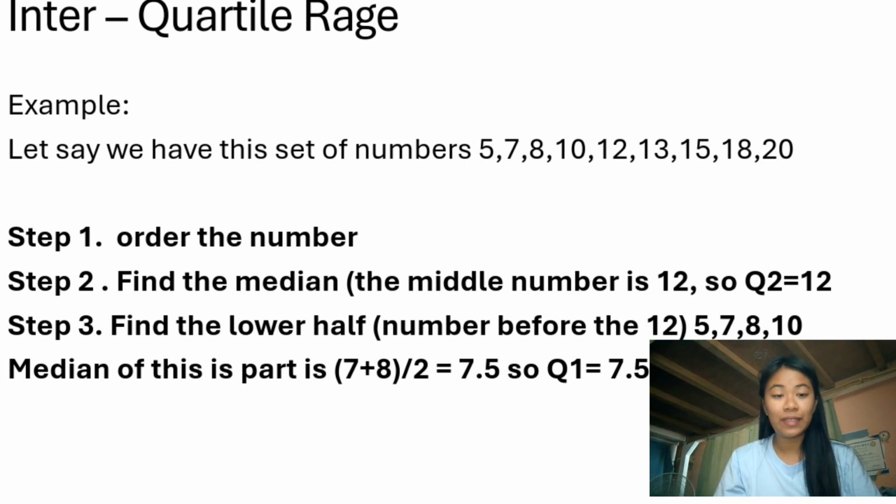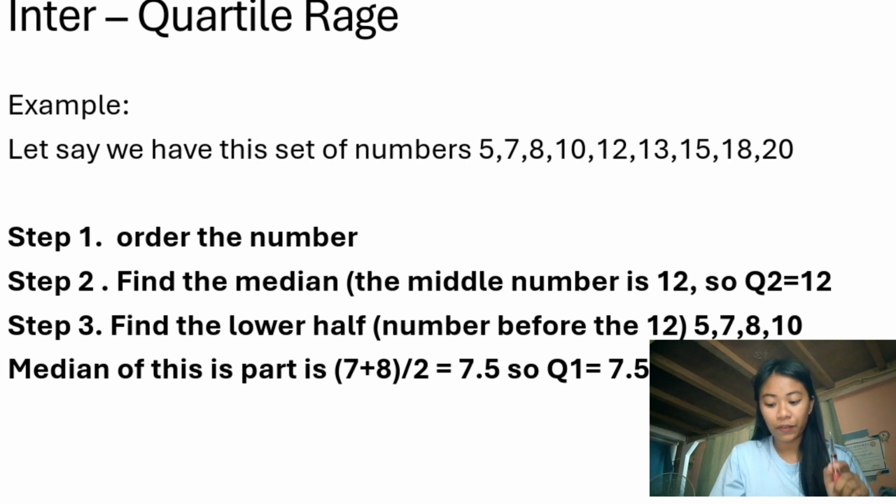So let's say we have this set of numbers: 5, 7, 8, 10, 12, 13, 15, 18, and 20. So, may 5 steps tayo dyan. Number 1, order the numbers. So, naka-order na yan. Nakaayos na yung binigay kong example dyan. Number 2, find the median. The middle number is 12. So, andyan naman yung middle number natin is 12. So, yung Q2 natin dyan is equal to 12.